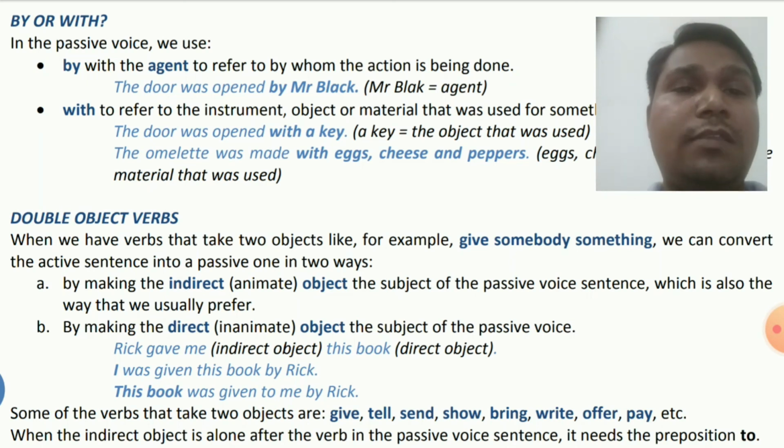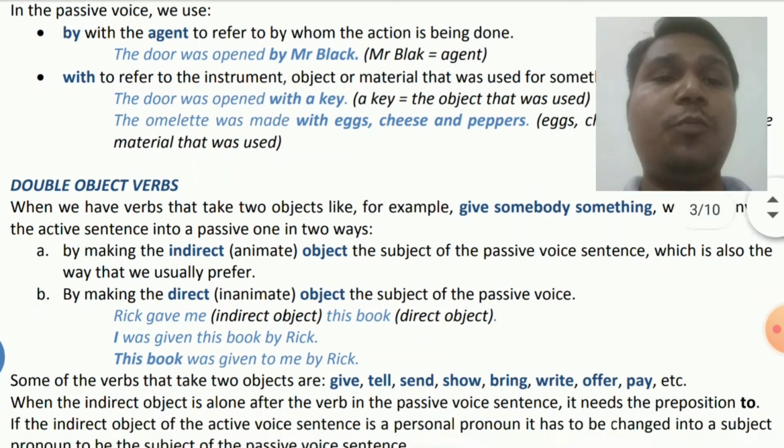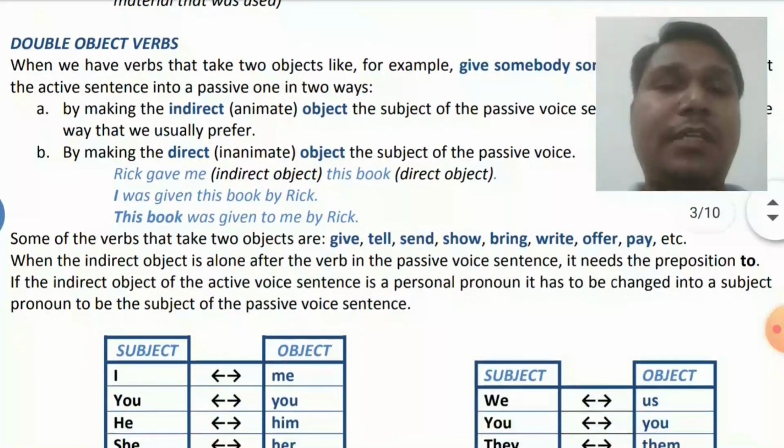Rick gave me this book. So you can see here there are two objects given. Me is an indirect object and this book is a direct object. So you can make passive voice in two ways. The first is me. The indirect object is given. By that we can start the sentence. I was given this book by Rick. And we can use the direct object to make the passive voice. This book was given to me by Rick. I hope you are clear about the double object.